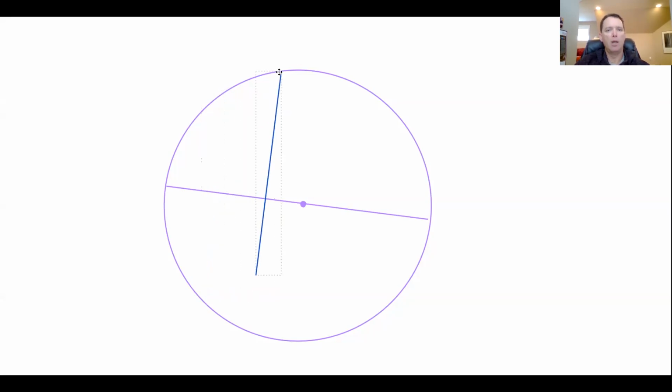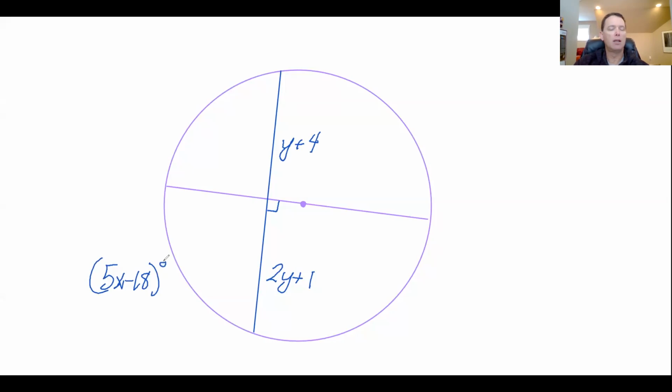I just want the chord to be about the way it's drawn in the picture, and to make sure that it's perpendicular. So we have a couple of things here. We have a side length of this segment, which is 2y plus 1, and then y plus 4. I hope you're following along in the notes packet I gave you. We also have 5x minus 18 degrees and 3x minus 4 degrees.